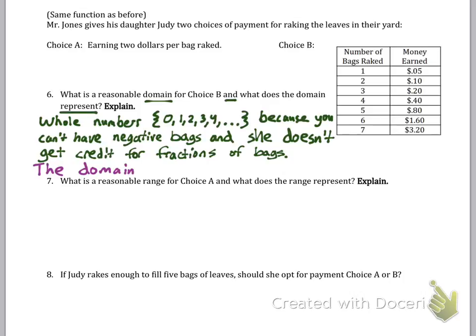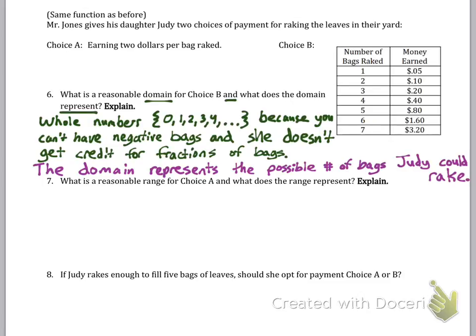Now, what in the world does it mean the domain represents? Well, the domain represents all the possible inputs. In this case, it's the possible number of bags that Judy could rake. She could rake 0 bags, she could rake 1 bag, she could rake 2 bags, she could rake 3 bags. That's what the domain represents in this situation.